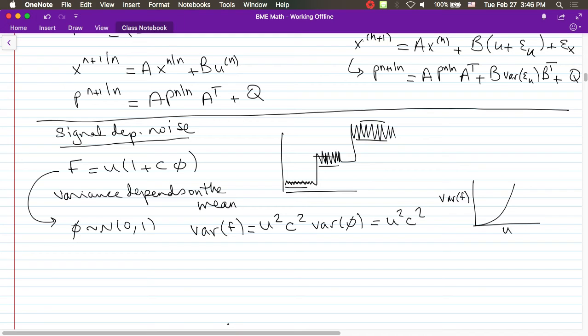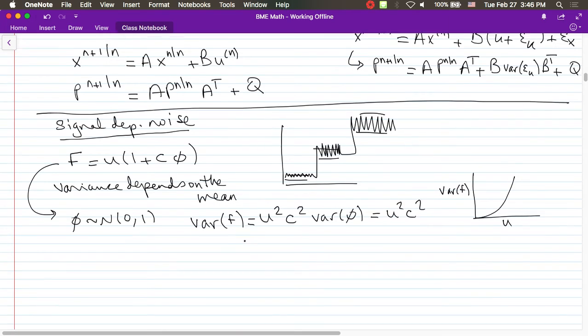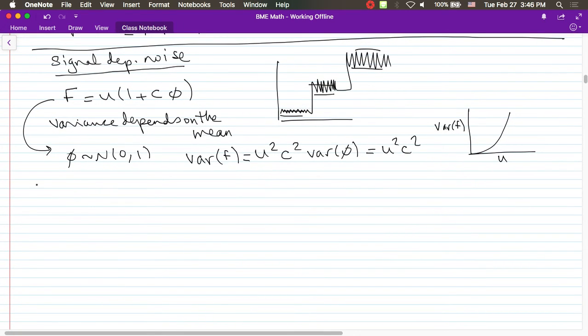It's very exciting. It's worth being awake for, I'm telling you. Because this is what real signals look like. They don't have variances that are independent of mean. So let's see how we can handle them. Okay. So let's write down a system that has this kind of noise properties.